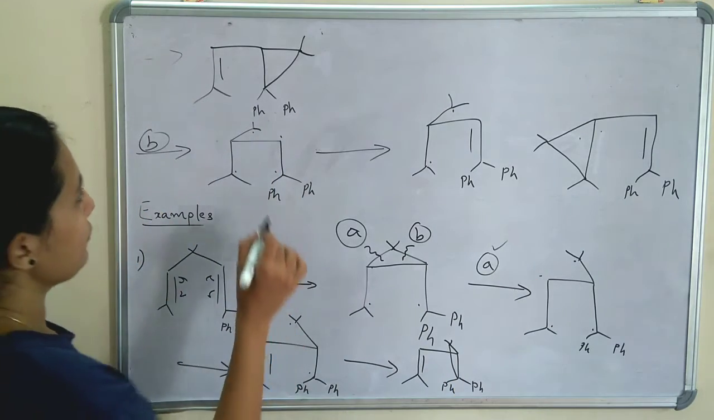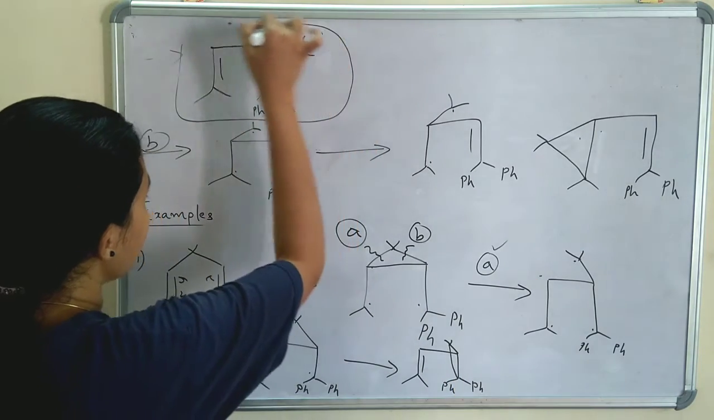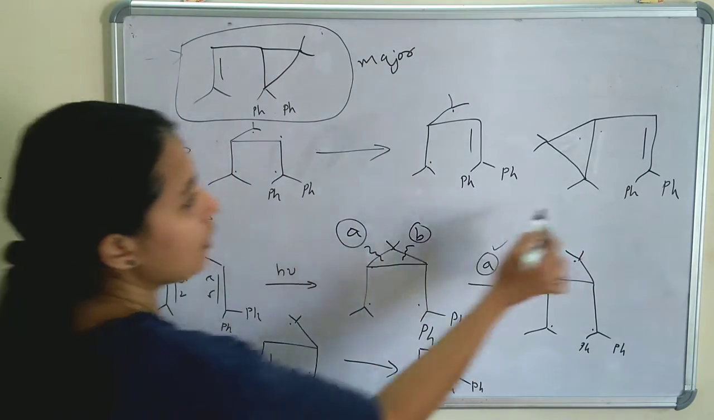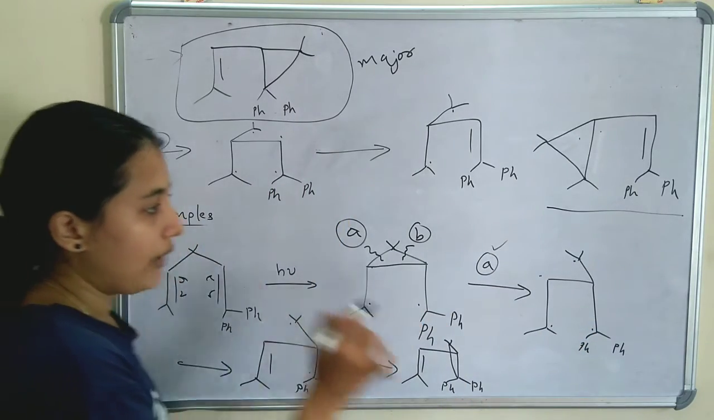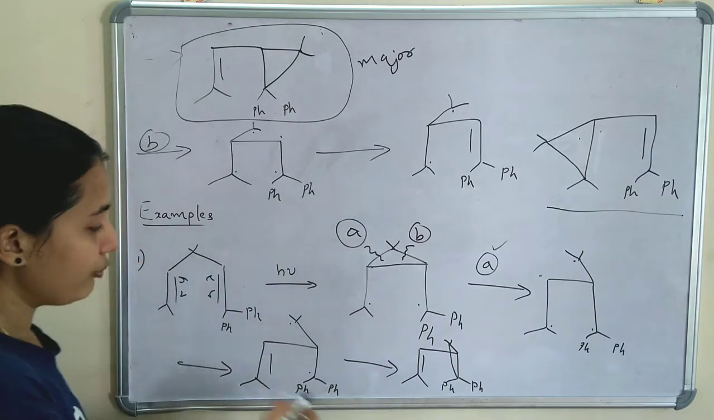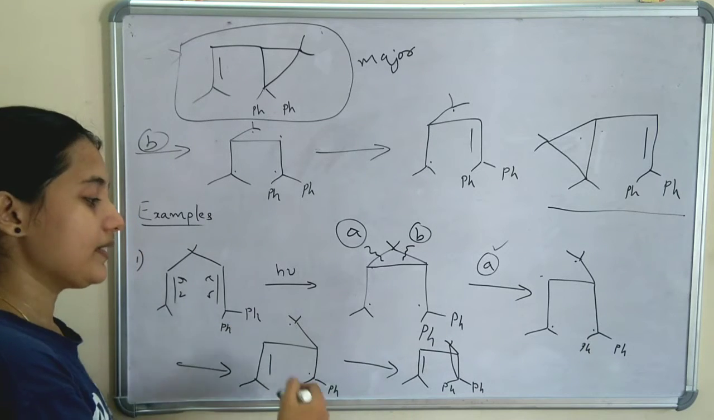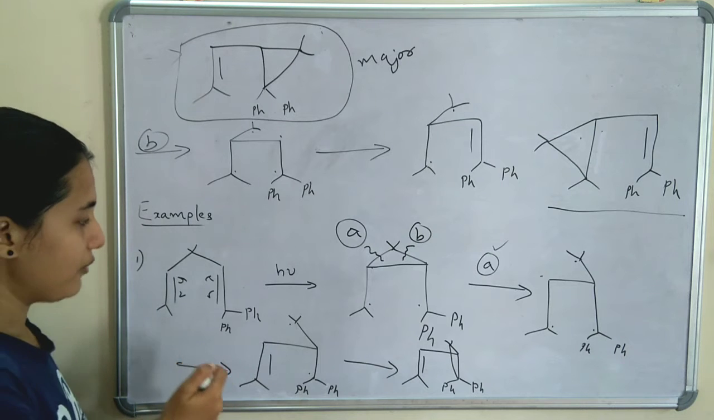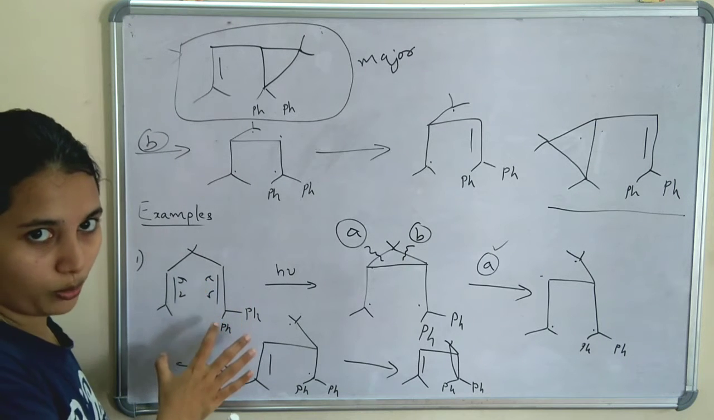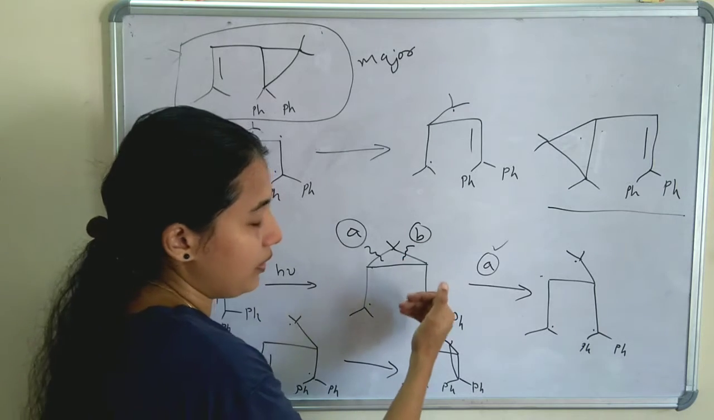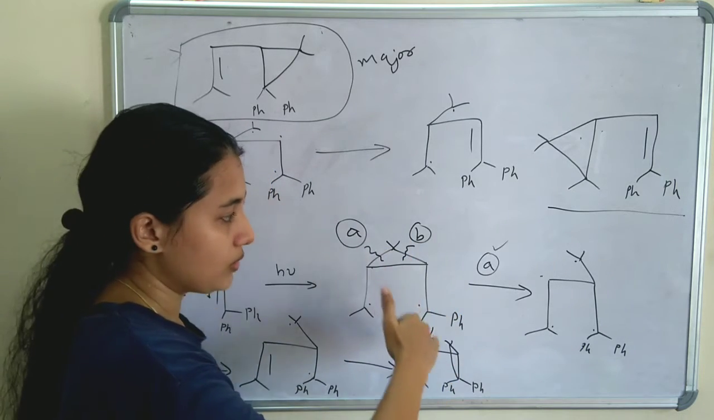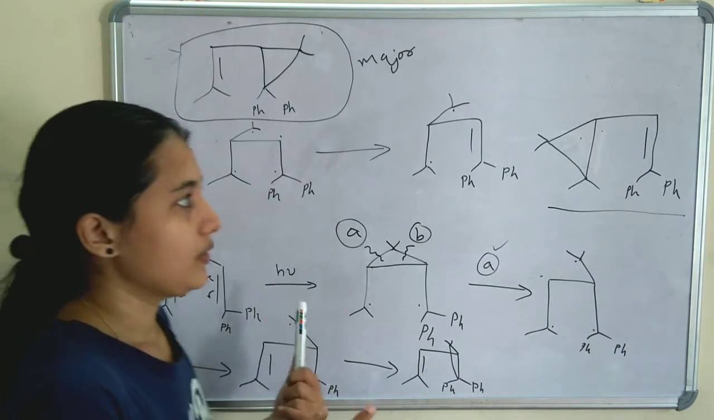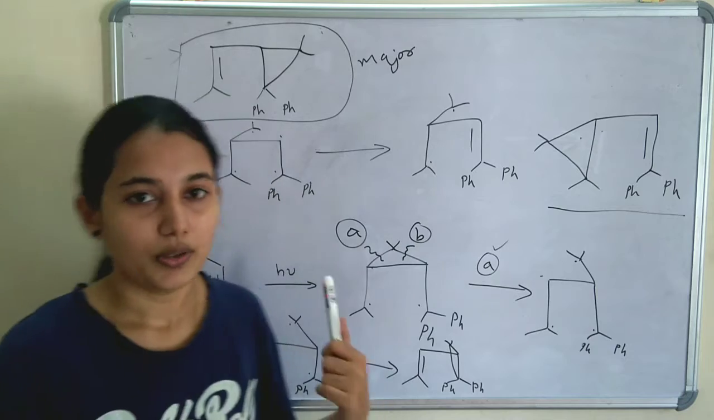So the major product will be this one. This will be the major product. And this will be the minor product. So you have to look at the stability of the 1,5 biradical and determine which product will be the major and minor product. So first you have to do homolytic cleavage, then another cleavage will be done based on the stability of the 1,5 biradical formed, and write the product according to the stability of the radical formed.